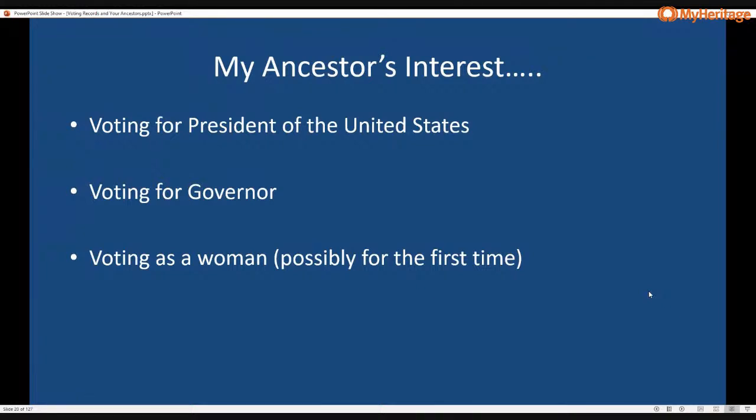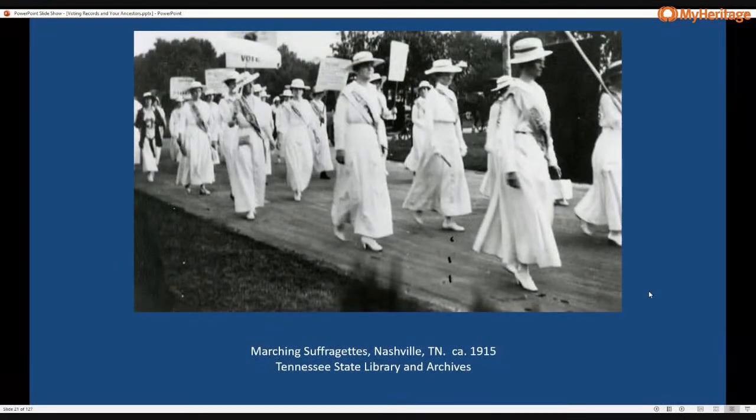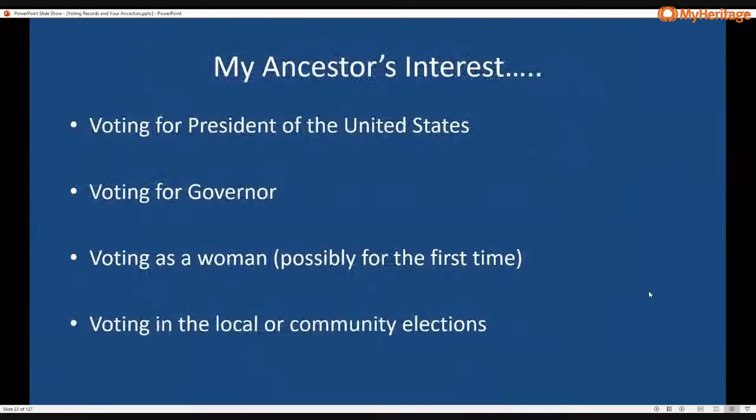And most interestingly, for our female ancestors, voting as a woman, possibly for the first time. You could find records where your female ancestors actually were able to vote for the very first time. This is a photograph from the Tennessee State Library and Archives on their virtual photograph collection online. These are marching suffragettes from 1915. This is when they were trying to get the vote for women in the United States. So maybe your female ancestors, we all have trouble sometimes finding records for our female ancestors, maybe they were heavily involved in this movement, and you can find records showing that.